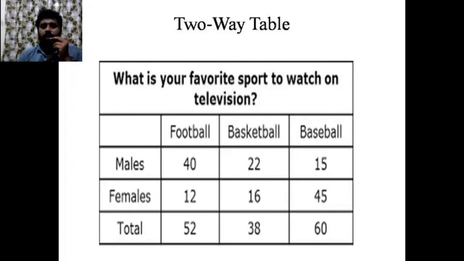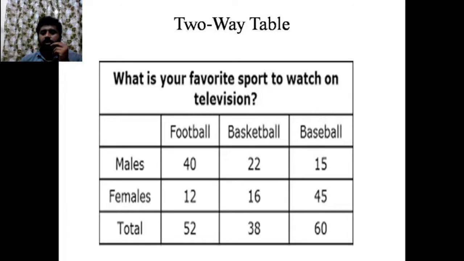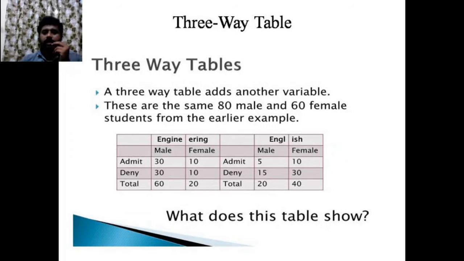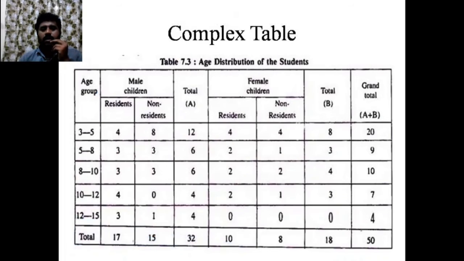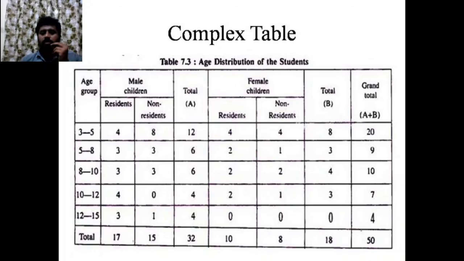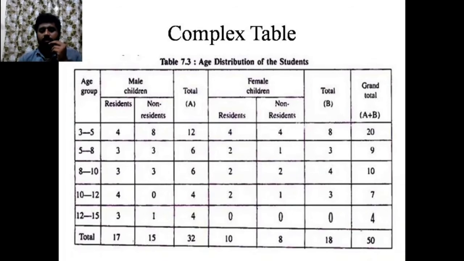When it comes to the two-way table, it's like a cross tabulation. Can you see here, football, basketball, baseball? This is one attribute, and the other is male and female. So we can see the two-way table. And the third one is the three-way table. See here there is an engineering background, here an English background, and like admission and deny. So this is an example of a three-way table, and this is the complex table. So these are the four types of table that we come across when it comes to statistical tabulation.